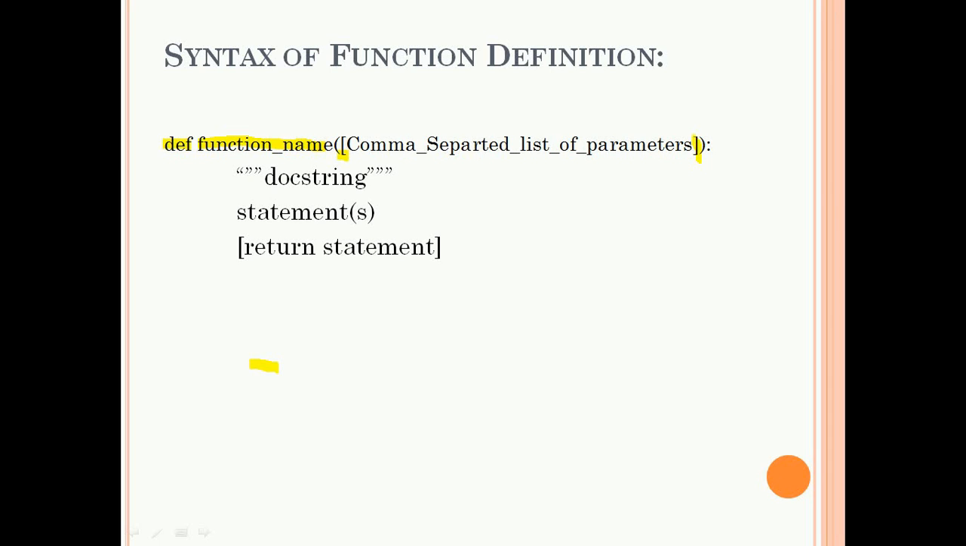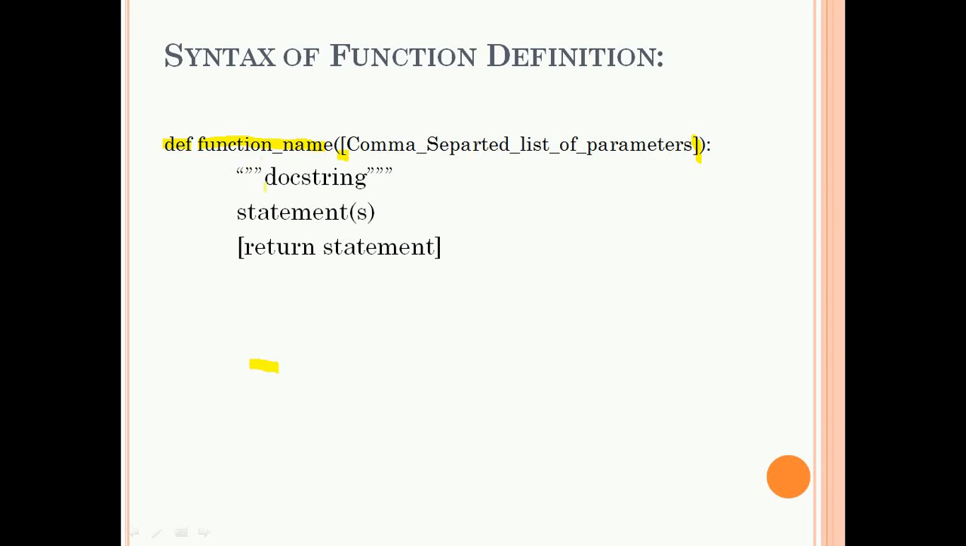So if we don't mention anything in the parentheses, that means the function does not accept any input, and the function may take a single input and it may take more than one input also. So if you are writing a function with more than one input, then we must write the parameters inside the parentheses and they must be separated by commas.